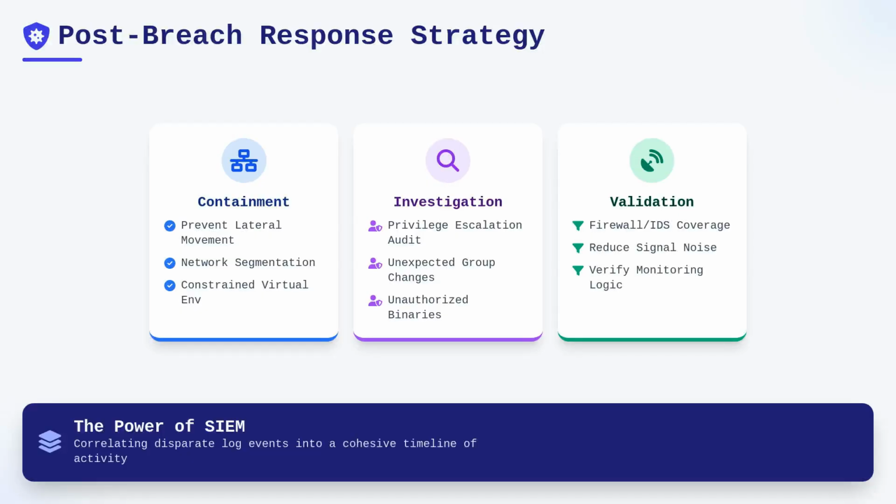Effective security monitoring often hinges on utilizing security information and event management systems, or SIEM, to correlate disparate log events into a single, cohesive timeline of activity. This aggregation allows you to connect a failed login attempt on one system with suspicious command line activity occurring on another.